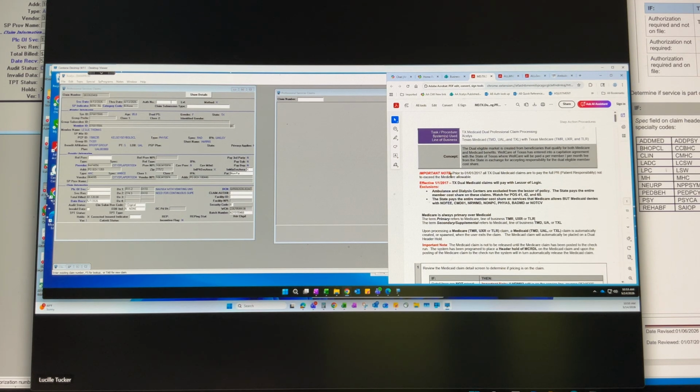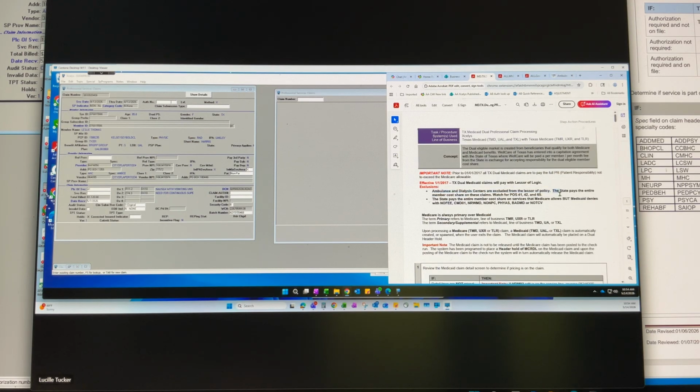For dates of service prior to 1/1/2017, all Texas dual Medicare claims are to pay the full PR, not to exceed the Medicare allowed. After 1/1/2017, they do apply the lesser of logic. There are exceptions. If the services are ambulance or dialysis center, they are excluded from the lesser of language.